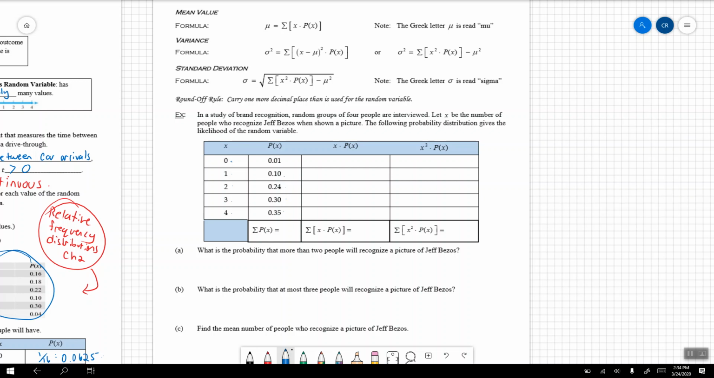So we want to identify, is this a probability distribution? Is this valid? Yes, it's going to be valid. It's going to add up to 1, and every single probability is between 0 and 1.